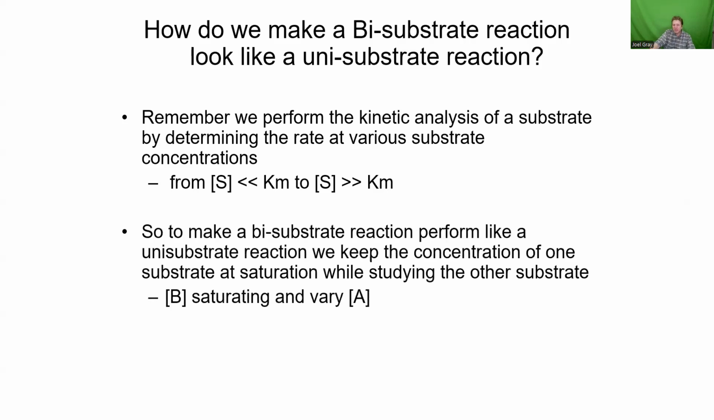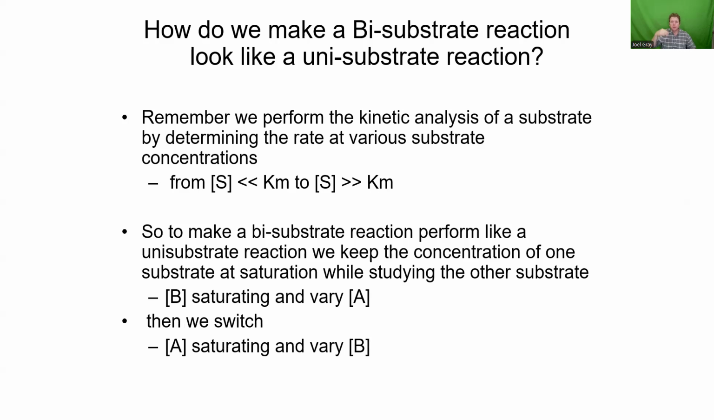Now, to make a bi-substrate reaction perform like a unisubstrate reaction, we keep the concentration of one substrate at saturation while studying the other substrate. So effectively, you saturate with one reactant and vary the second reactant. And then you switch, so you can determine kinetic parameters for both of your individual substrates.